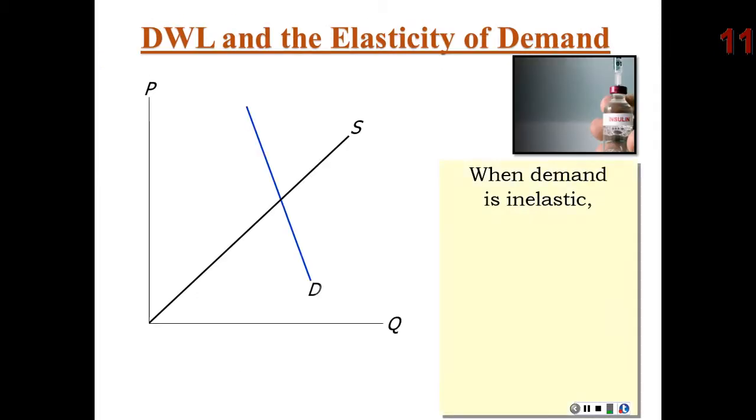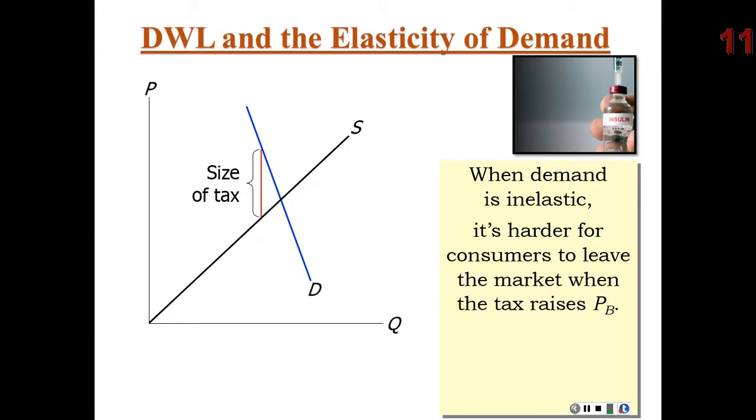So let's assume we have a relatively inelastic demand curve, say like insulin, and we decide to tax this market. That would obviously be very cruel, but what would that do for deadweight loss?